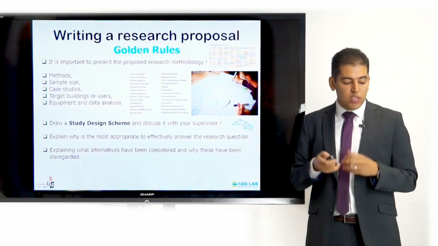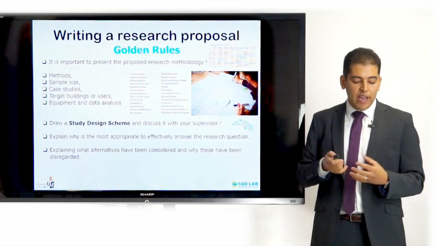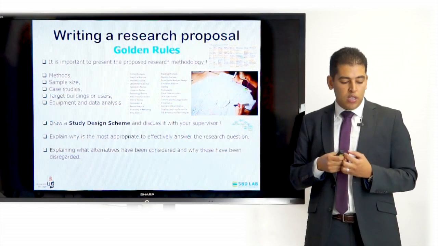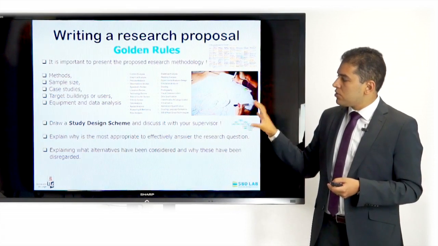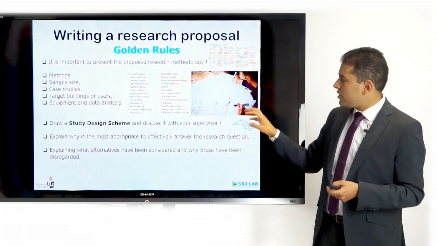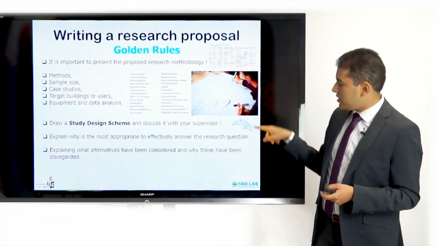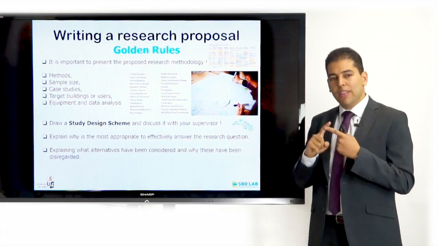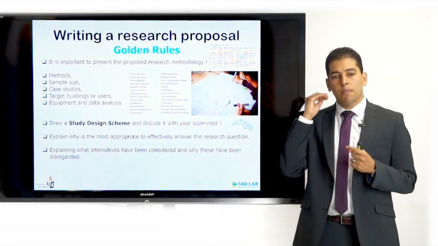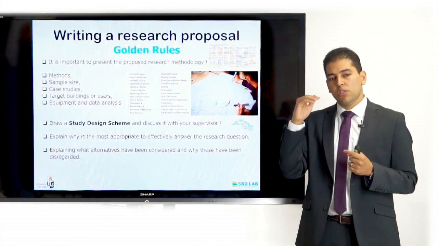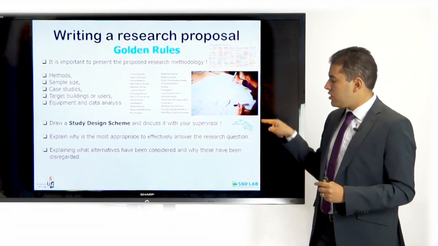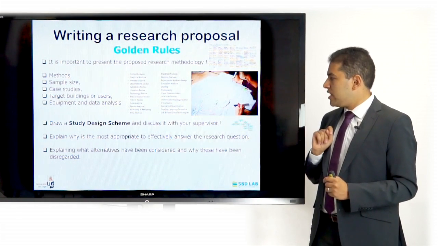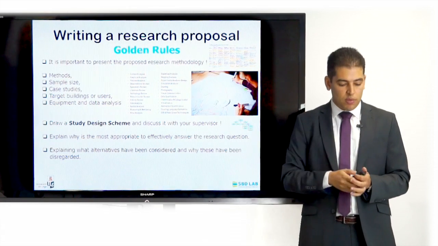And you have also to explain what alternatives have been considered, when, and why these have been disregarded. So these are the golden rules for the methodology. Don't forget, you have to come up with a study design scheme, describe your methodology on the level of what is the strategical level of your research, what are the methodologies you are using, what are the methods, and summarize it into a scheme and present it and describe it.